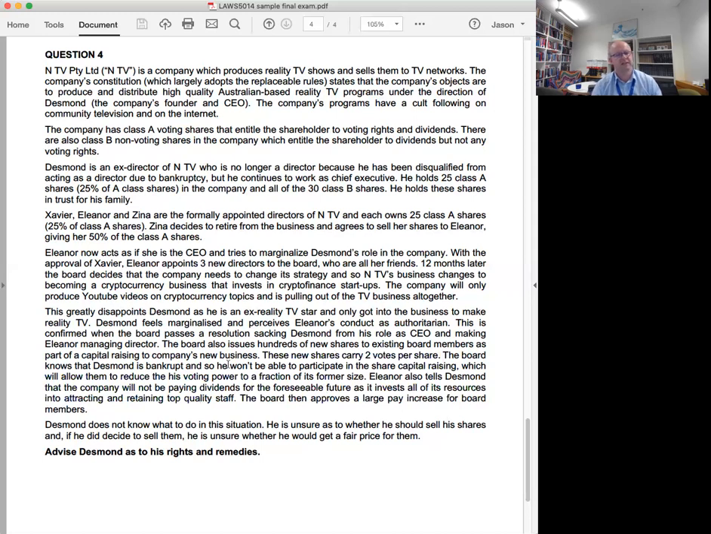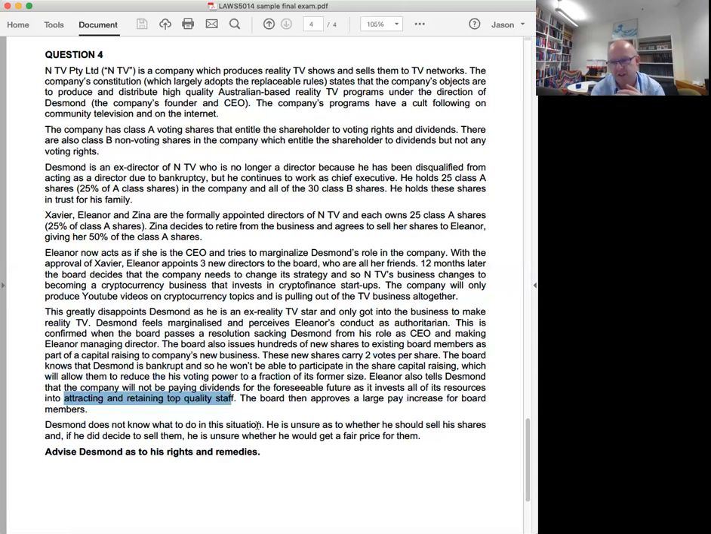So issuing the shares, diluting his votes, company not getting any benefit, and paying themselves all the money should show that this is oppression. So Desmond could bring that application. And he's unsure as to whether he should sell his shares, and if so, if he decides to sell them, whether he gets a fair price.